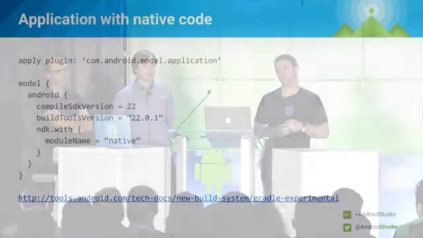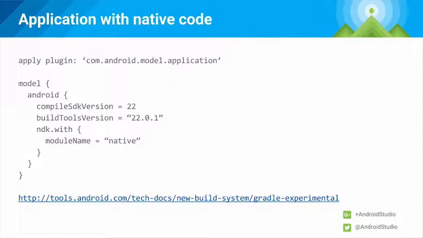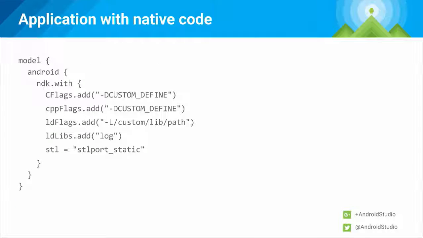So if you're using that plugin, the DSL is a little bit different, right? I think we mentioned that at I/O also, and there's some documentation here. You should go to that link and look at it. But basically, the biggest difference is that everything is under the model element. And then here you can see ndk.with. Again, the .with is something we want to get rid of at some point. You just define the module name, and then it will create a library with that name, and it will just take care of everything, basically. And then under that NDK element, you can also configure your C flag, your linker flag, and all of that.